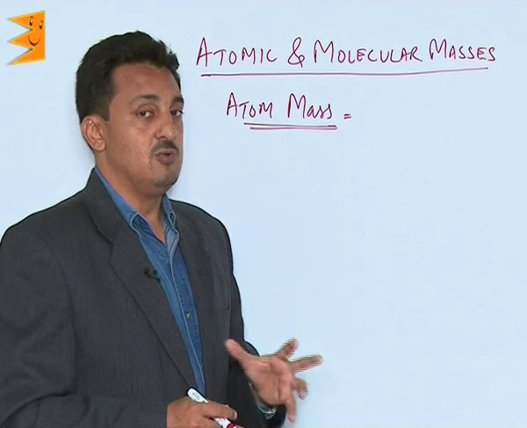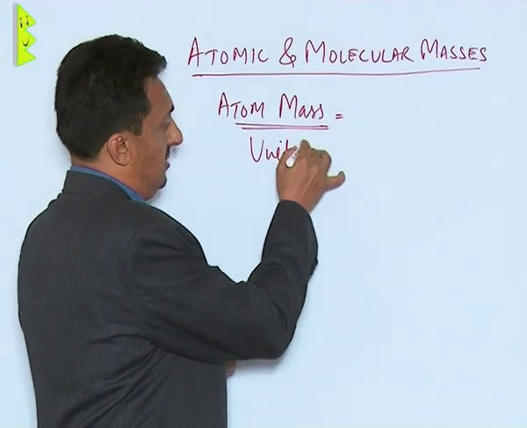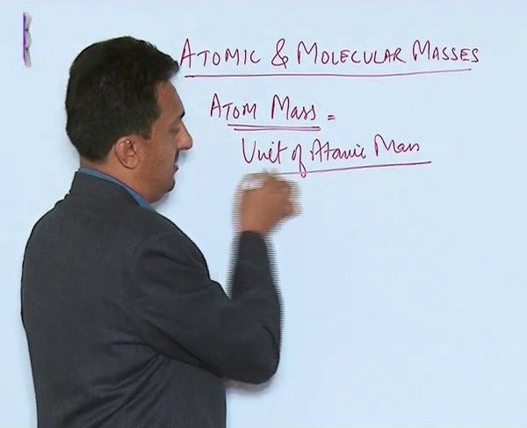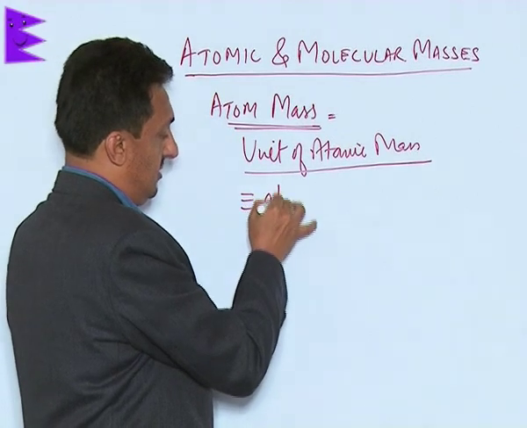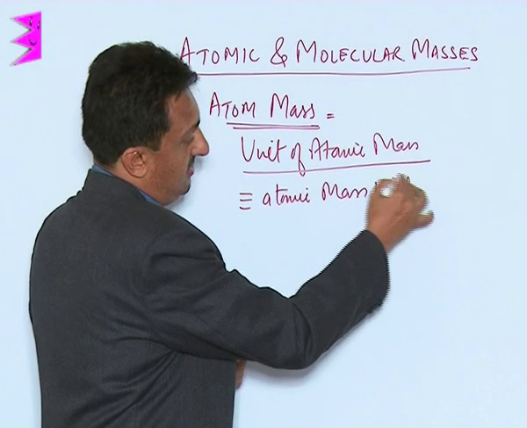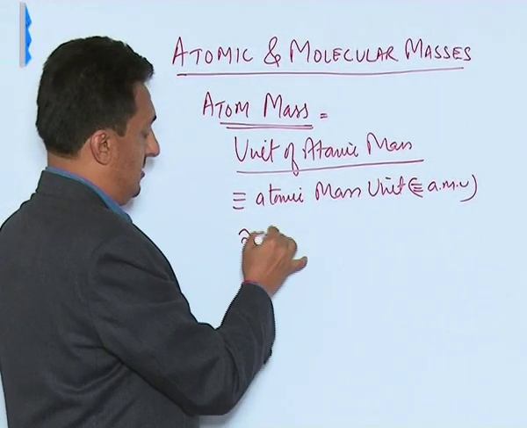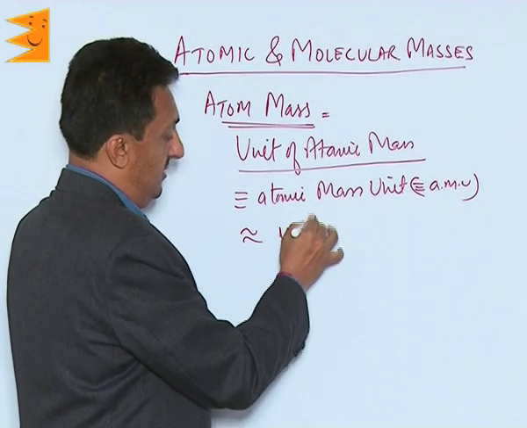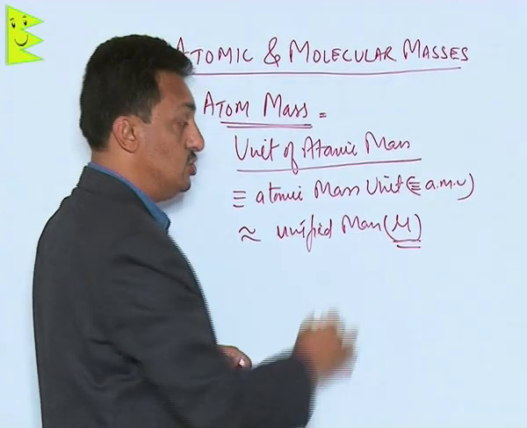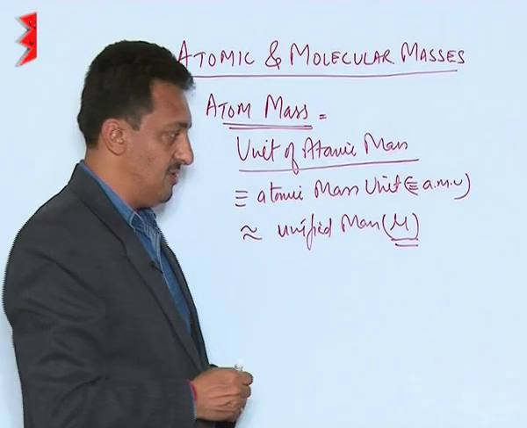We must now go to the unit of atomic mass. See, the unit of atomic mass, earlier we used to call it atomic mass unit, also called AMU. It is now called unified mass, and its symbol is U, small u. Now what is this? How do we define atomic mass unit or U?